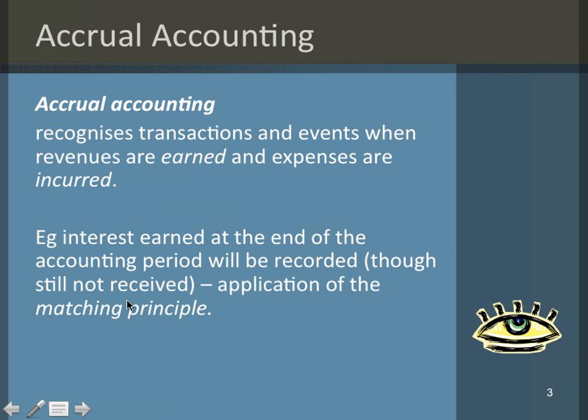Now, if I recognise that, if I say, hey, I haven't received this revenue yet, but I have earned it, therefore I need to make an adjustment as a result, then that is the application of the matching principle. In my interest revenue account, I've got no interest recorded for that revenue I've earned, but I need to recognise that I have earned it. I need to make an adjustment. That's me applying the matching principle.